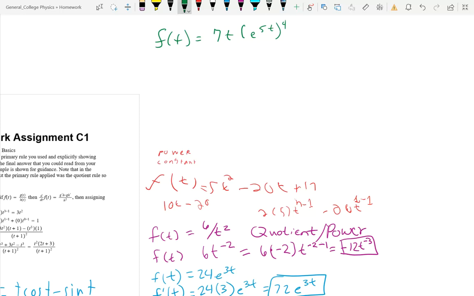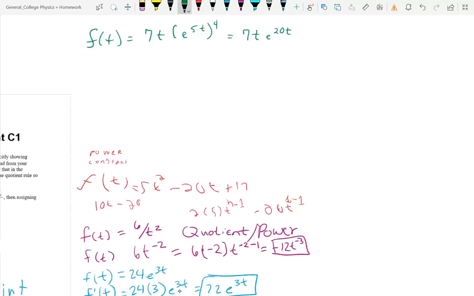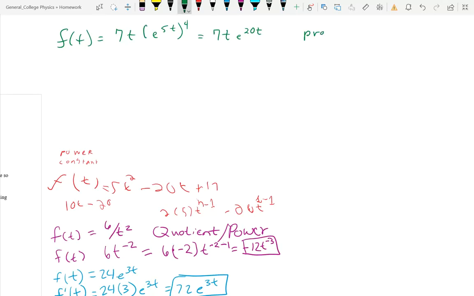this beast. Now, the first thing to do with this beast is to realize, what does it mean if I have e to the 5t quantity to the fourth power? What we do there is we just multiply the exponents. So this is exactly the same thing as 7t e to the 20t. And once I write it that way, it becomes easier. Now I'm going to have to use both the product rule and the chain rule.